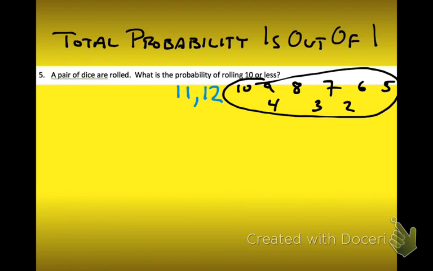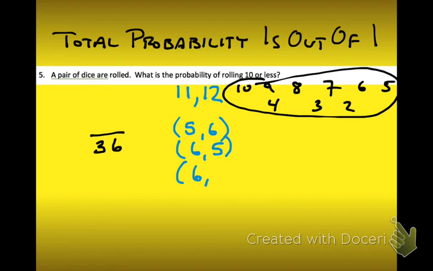So as we found in the last problem, there's 36 possible ways that you can roll 2 dice. What are the ways that you can get an 11? Well, on 11 you can get a 5 and a 6, or you can get a 6 and a 5. And the only possible way to get a 12 is by rolling a 6 and a 6. So that is 3 possible ways. So it's 3 out of 36 is the probability of getting an 11 or a 12.